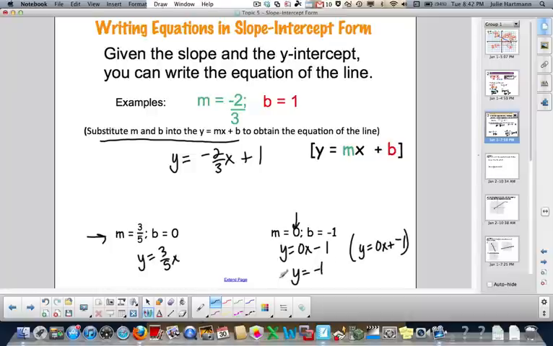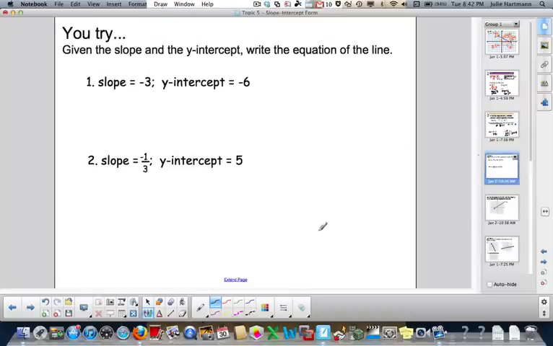Okay, but y equals negative 1 is fine. You don't have to write the 0x. Okay, so there are your equations. So here's some U-tries. Given the slope and the y-intercept, write the equation of the line. Go ahead and try those. Pause it, try those, and we'll go over them tomorrow.